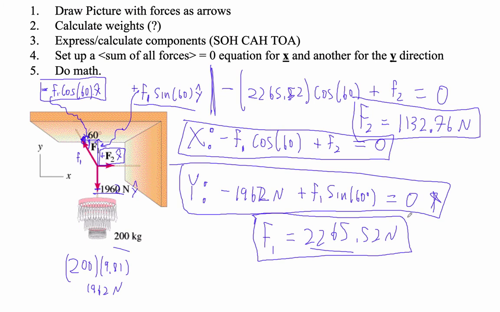So there you go. This one was solvable because all of this force was in the x direction, and that made this thing solvable here. There wasn't another variable here because there was no F2 in that equation. Okay.